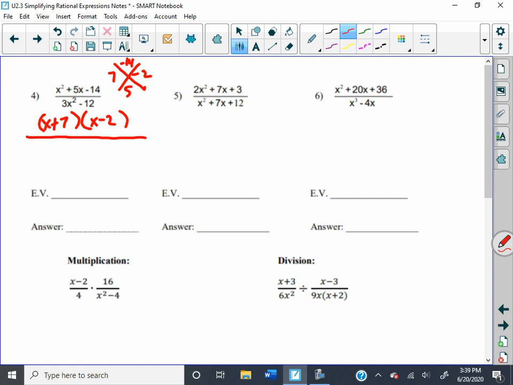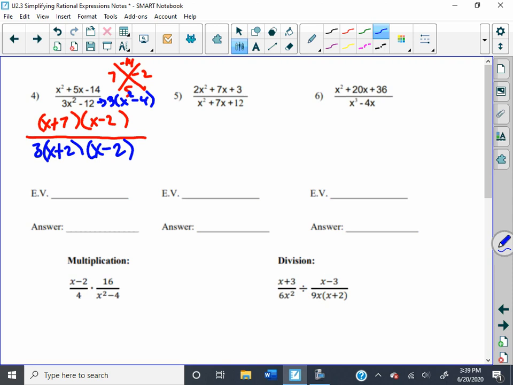On the bottom, I'm going to pull a GCF out, which is 3. Pull 3 out. I'm left with x squared minus 4. But then that's a difference of squares. So that's 3 times x plus 2, x minus 2. All right, now that's all factored all the way.